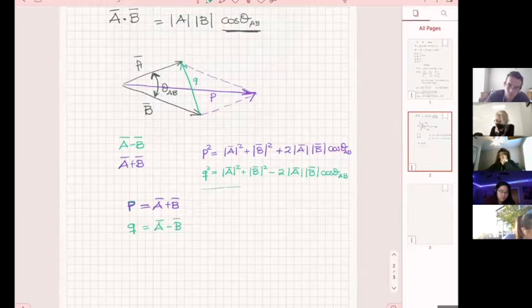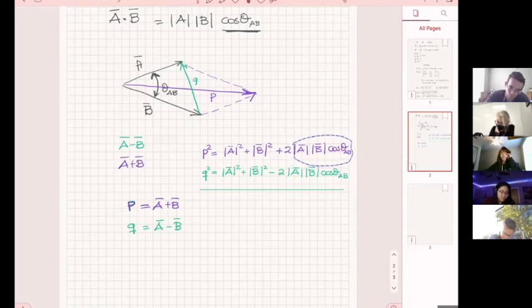Do I know everything here to find this? Yes, because I know this from the inner product, from the dot product, that's how we call it also. That's why sometimes I call it inner product. This is the dot product. And I know this. So now I found P and Q, A plus B and A minus B. See how I do it?